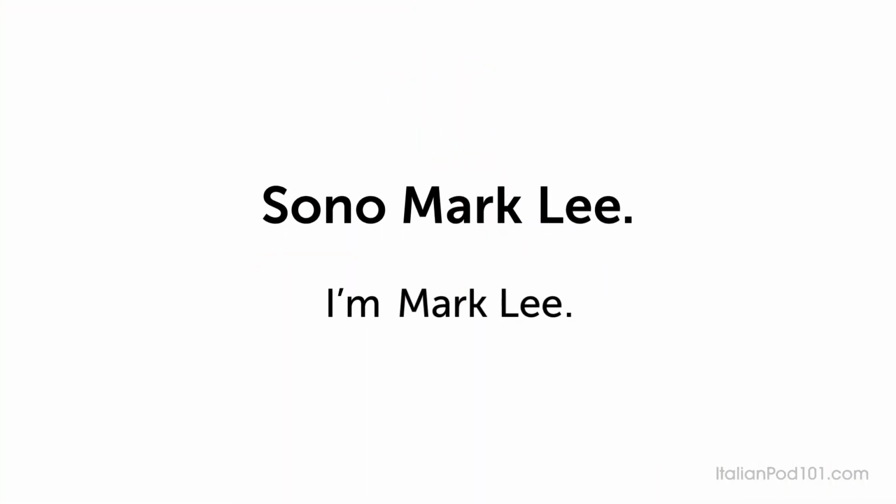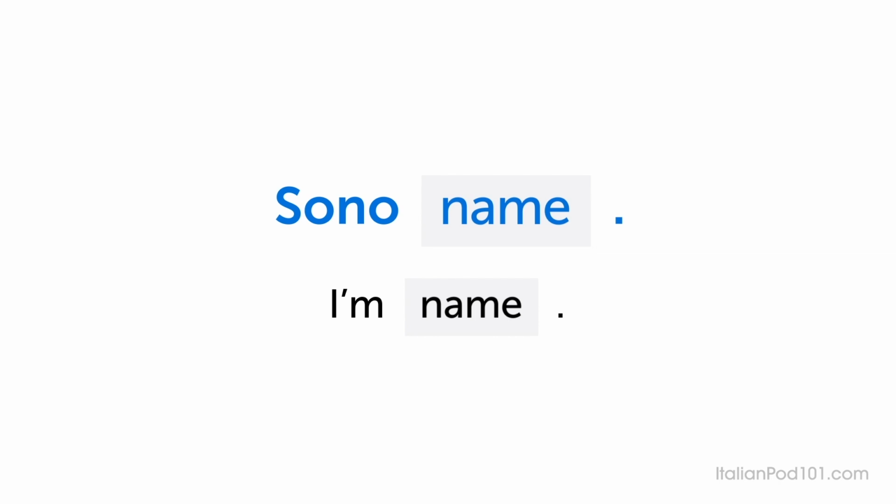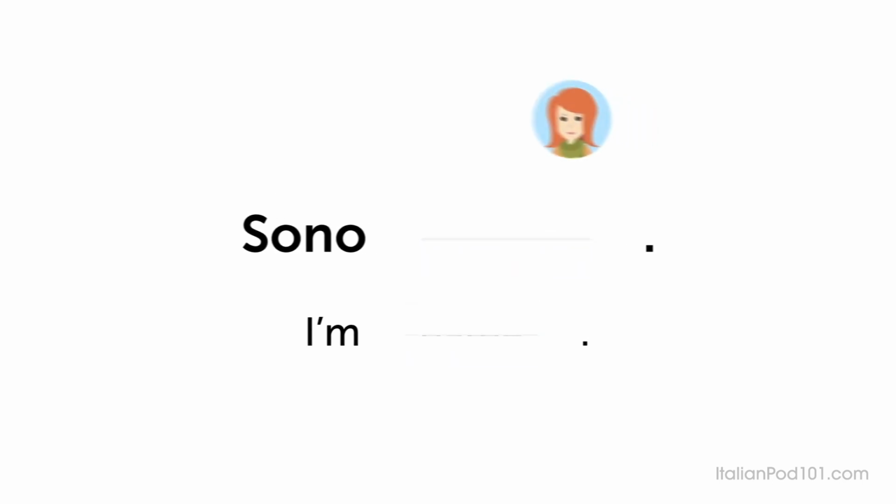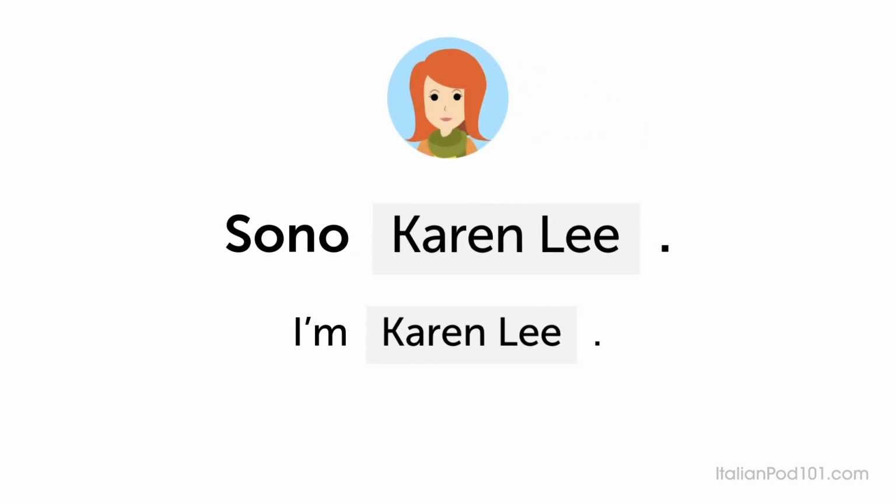The pattern is Sono, name. I'm, name. To use this pattern, simply replace the name placeholder with your name. Imagine you're Karen Lee. In Italian, Karen Lee. Say, I'm Karen Lee. Ready? Sono Karen Lee. I'm Karen Lee. Sono Karen Lee.